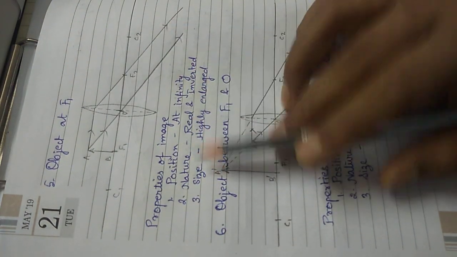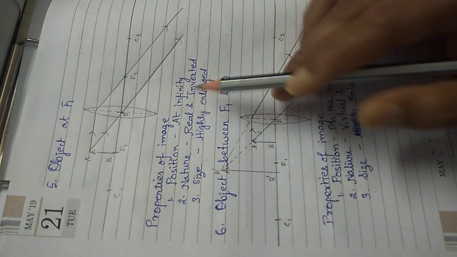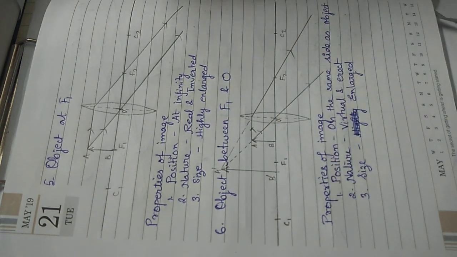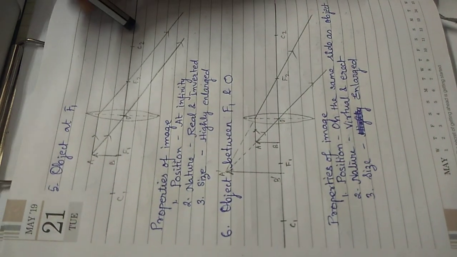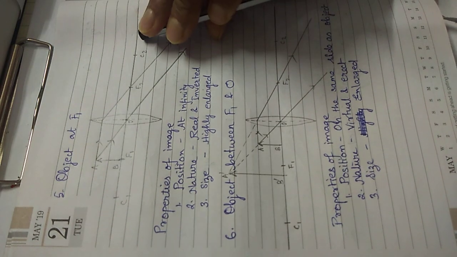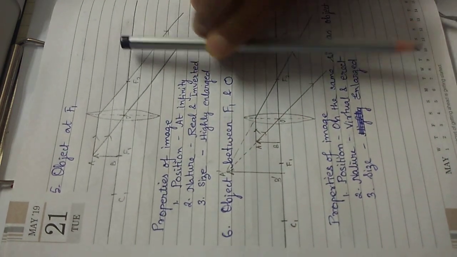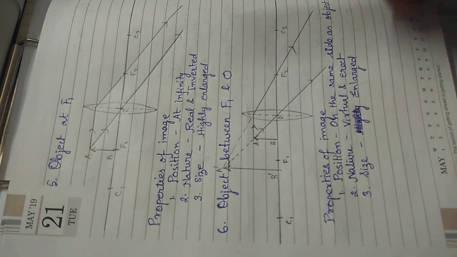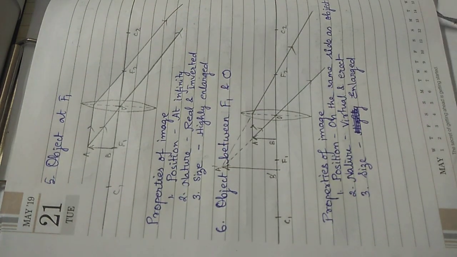So position at infinity, nature real and inverted. How can we say? Because wherever they meet, it will be below the principal axis, and being below the principal axis means it will be inverted, and inverted images are real. Size, it will be highly enlarged.